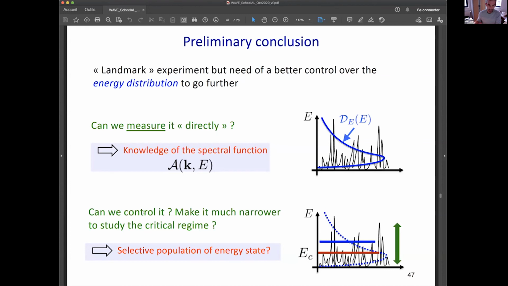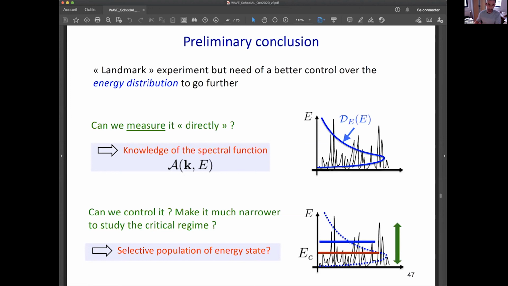More important, okay, we have large distributions, so it's not so good. We can try to do something if we measure it. It's good, but it's still not really satisfactory. The really good thing would be to be able to control it, to have something narrow instead of these broad distributions, that we can control, and we can span across the mobility edge. So that means trying to find a way to have selective population of energy states.